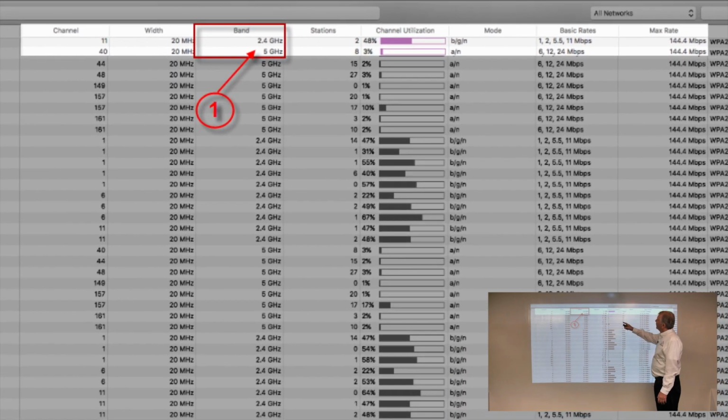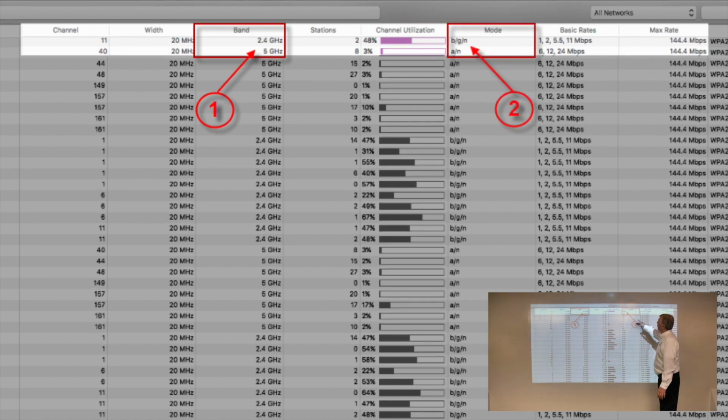By looking under the band, 2.4 and 5 gigahertz, we've just picked up two SSIDs, and we look here at the mode, and we see the mode is being referenced for the 2.4 gigahertz showing B, G, and N. And those were different vintages of 802.11 that came out over the years. 802.11b came out in 1999. 802.11g was released in 2003. 802.11n, which operates in both 5 gigahertz and 2.4, was released in 2009. So we go from very old to a little newer.